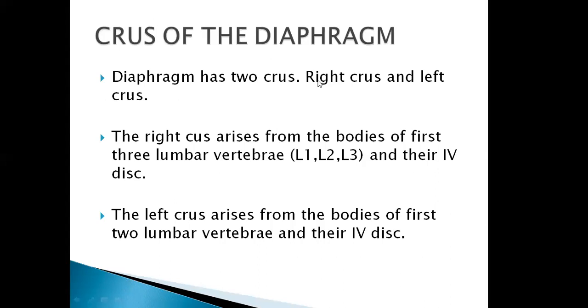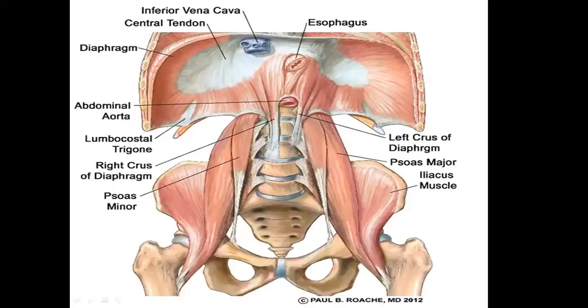Now the crus of the diaphragm. That's the whole diagram. Consider the following. This is the right crus of the diaphragm. Crus is nothing other than just a tendinous sheet. This is the right crus of the diaphragm.